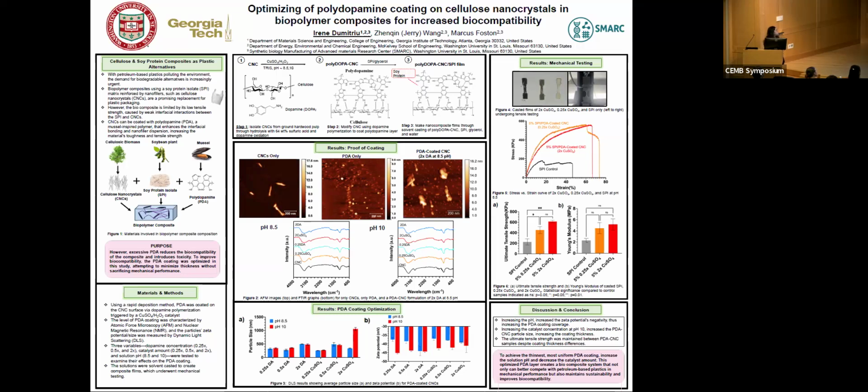We can also use FTIR to verify this proof. With FTIR, we have various formulations here, and we have our baseline CNC with no PDA, and our two different pHs that we tested, which were 8.5 and 10. It's a little hard to see, but there is a peak here that follows through all of these that is not present in our CNC.